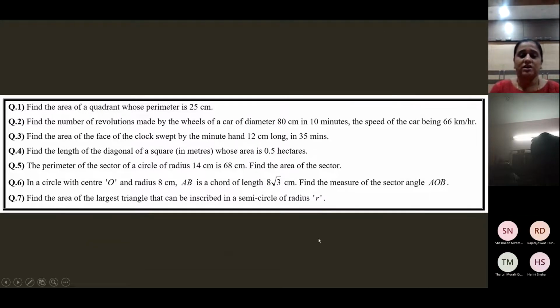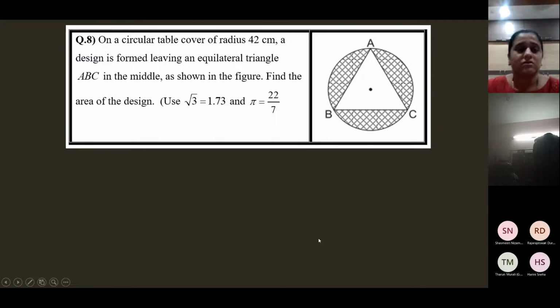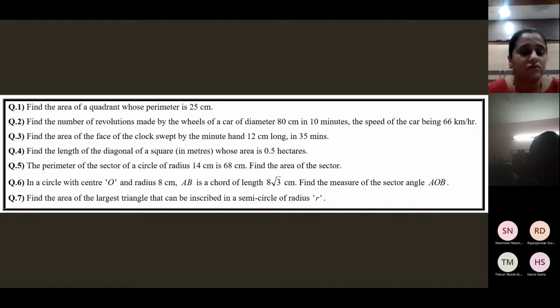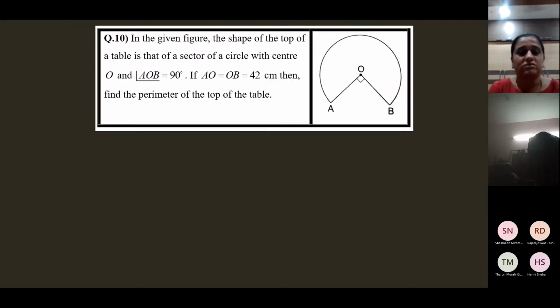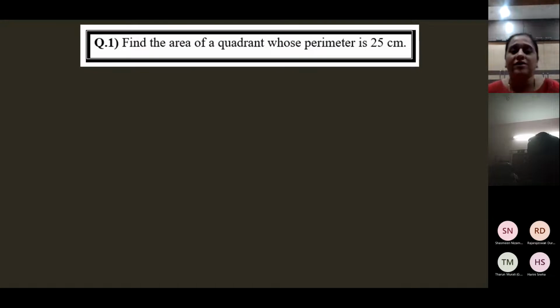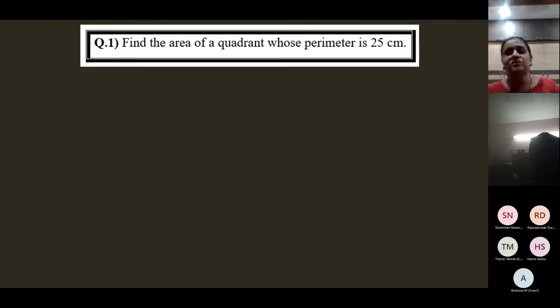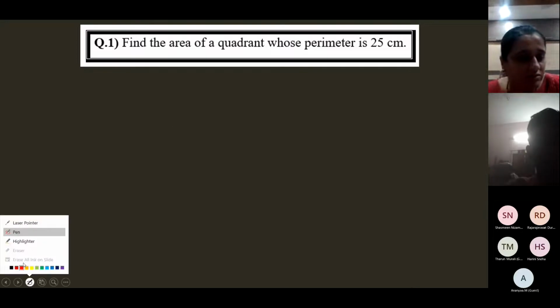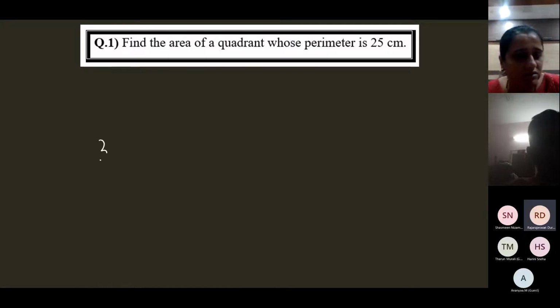All right, children. So let's see the answer. The first one. Find the area of a quadrant whose perimeter is 25 centimeters. Yes, those who are finished can share your answer. Quickly, no wasting time. 38.5 centimeters. Louder, Rajarajeshwari. 38.5 centimeters. 38.5. Yeah.